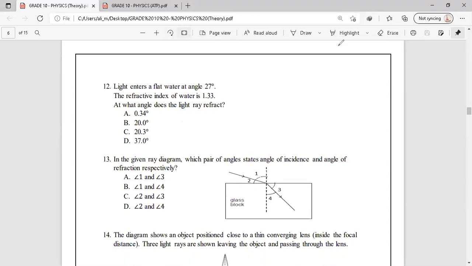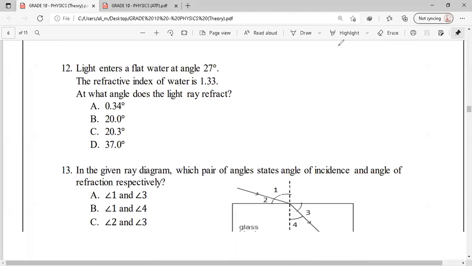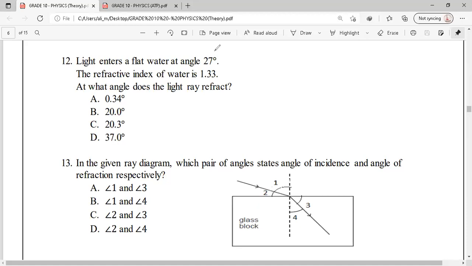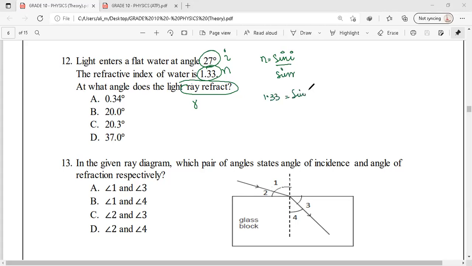Let's see our next question. We have question number 12. Light enters the flat water surface at an angle of 27. So this is angle I, and we have a refractive index N. We have to find the angle of refraction R. By using the second law of refraction, we know that N equals sine I over sine R. N is 1.33 and sine I is sine 27 divided by sine R. So for finding the value of sine R, 1.33 will be divided on the other side of the equation, so sine 27 divided by 1.33.